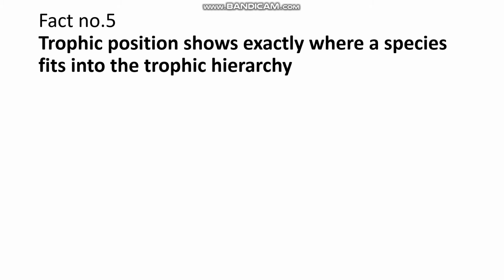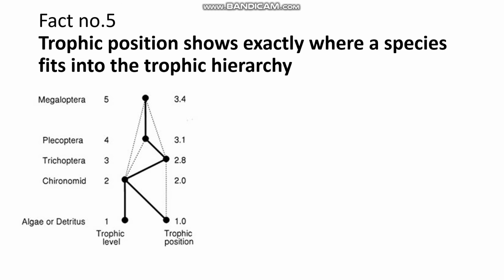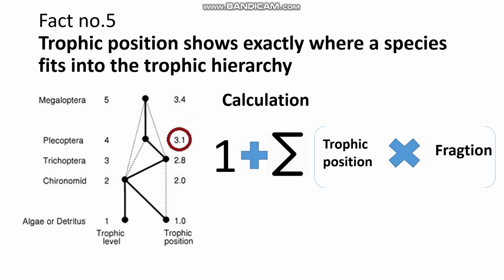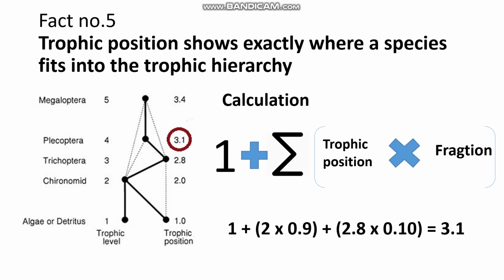Trophic positions, rather than trophic levels, show exactly where a species fits into the trophic hierarchy. Although the trophic level of a consumer can be determined by following the longest feeding chain, the trophic position for that same consumer can be calculated as 1 plus the sum of the trophic positions of each food item times the fraction each food item contributes to the consumer's production. For example, the trophic position of this species is 1 plus 2 times 0.9 plus 2.8 times 0.1, which is 3.1.